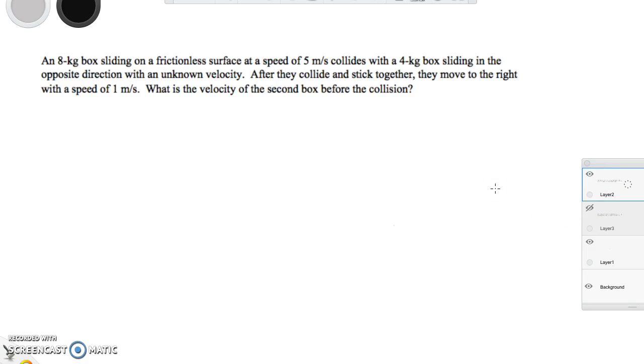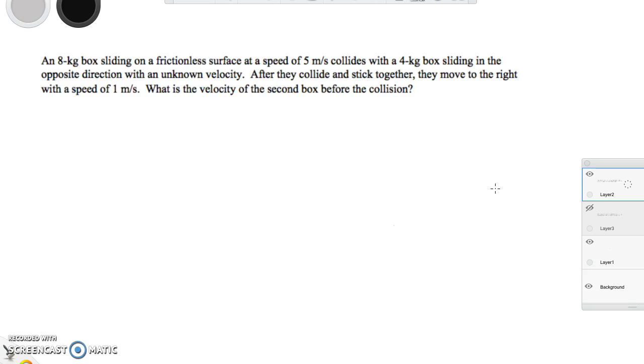Alright, so we just took some time to investigate some collisions and saw that in each of these collisions, the momentum of the two objects together was conserved. This is a really important concept, and it's a pretty cool one because it allows us to make some really interesting predictions. We're going to see how we might apply it in a couple problem-solving situations.